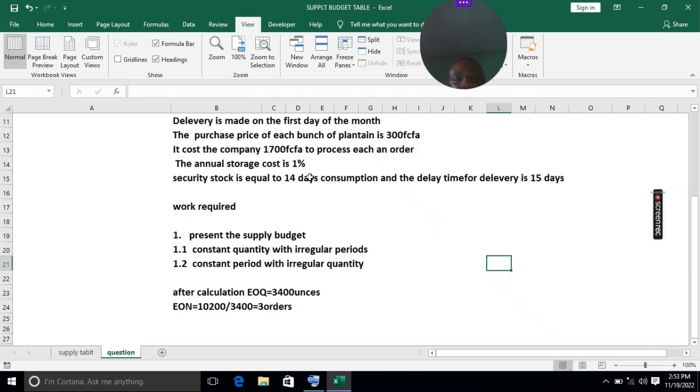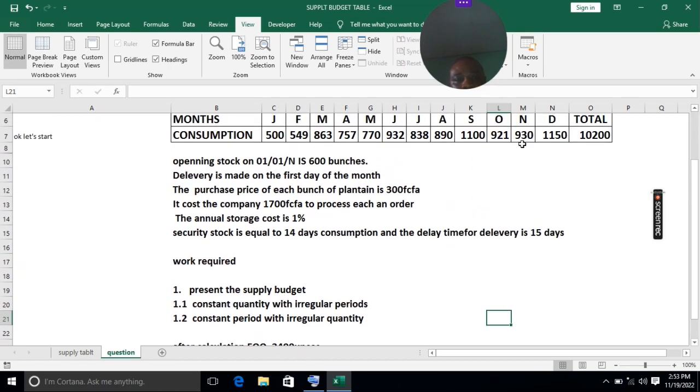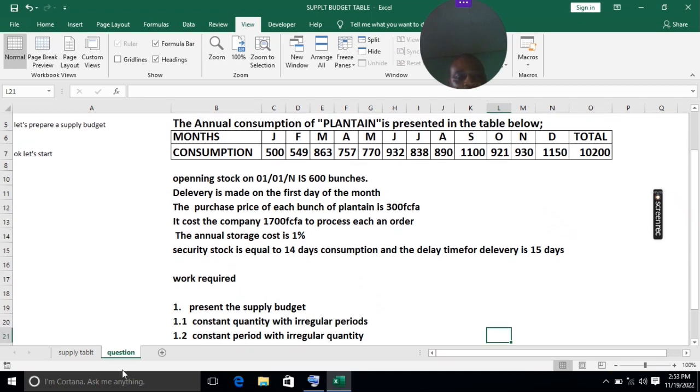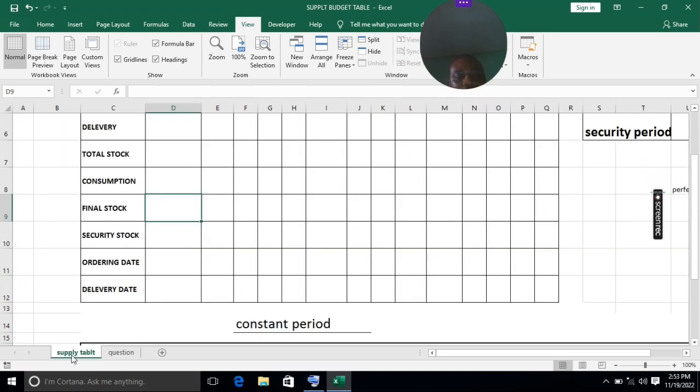So we come back to the question. We were told that opening stock on the 1st of January, year N, is 600 bunches. This 600 bunches is the closing stock of last year, December month. So we are going to put here 600.